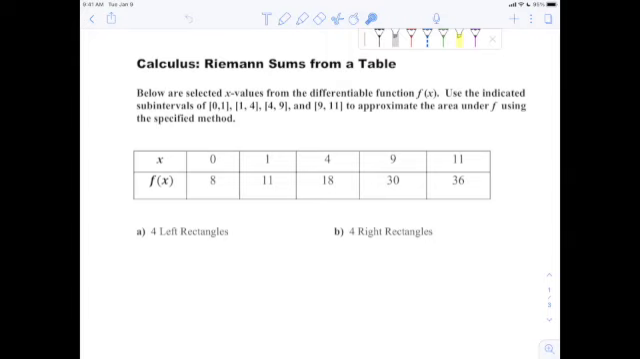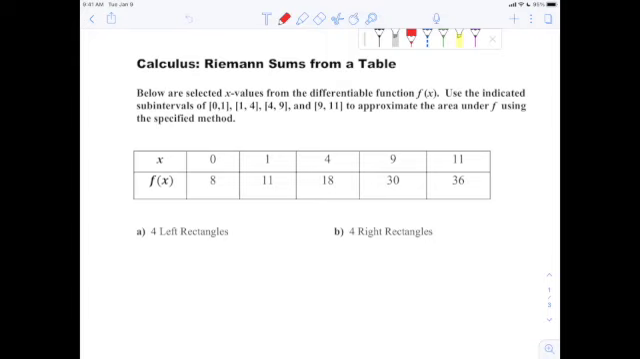Now the one thing you can't do is with the equations, we've been doing equal width rectangles, equally spaced subintervals. And as you'll notice, 0 to 1 is not the same width as 1 to 4, or 4 to 9, or 9 to 11. So each one of these rectangles is going to have a different width, which means I have to find their areas individually.